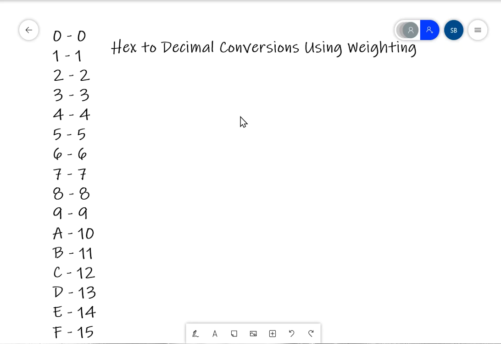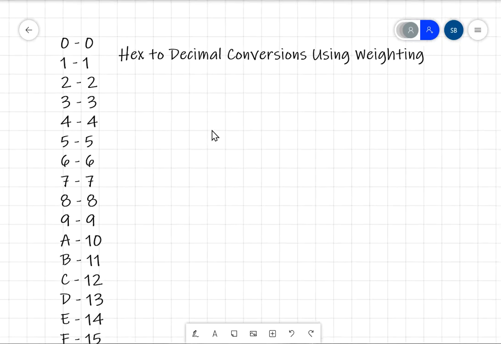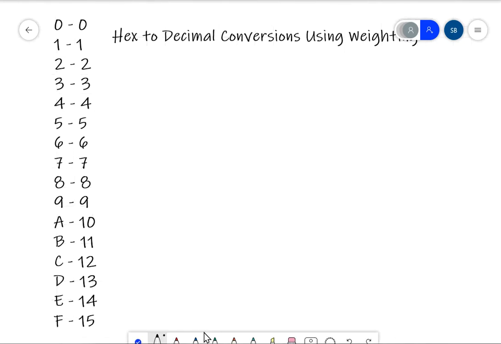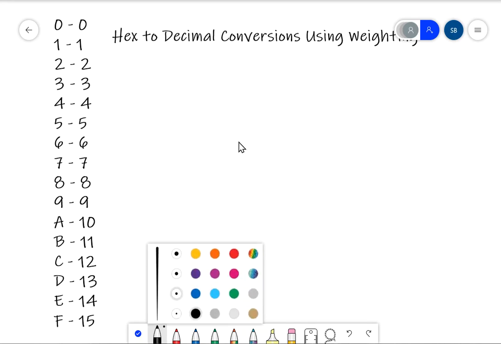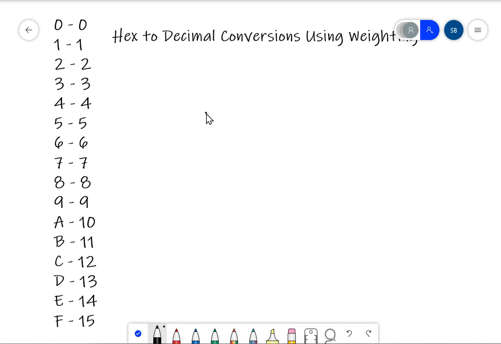So if we pick a hex number, 3AF, we're going to try and find the decimal equivalent of that. Now, remember, this digit position, the weight is 16 to the 0. This digit position is 16 to the 1, and this is 16 squared.